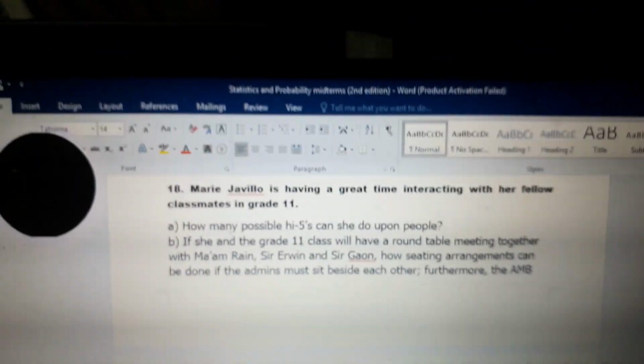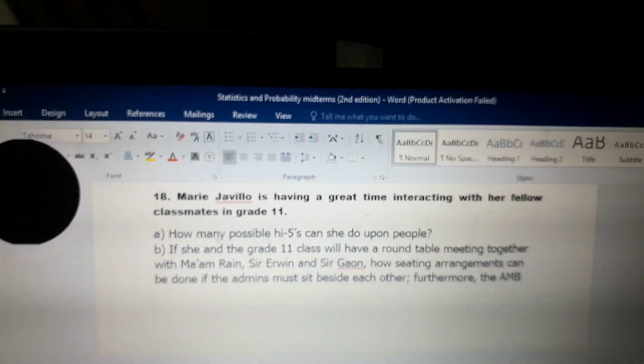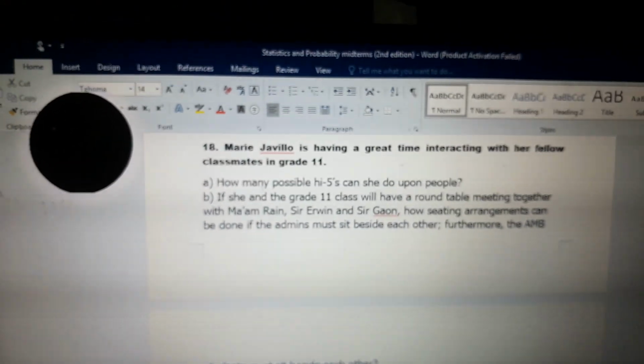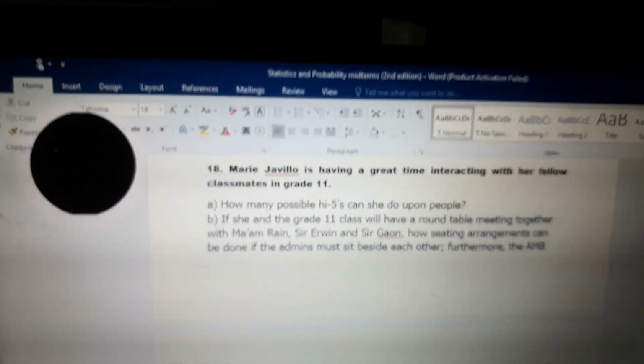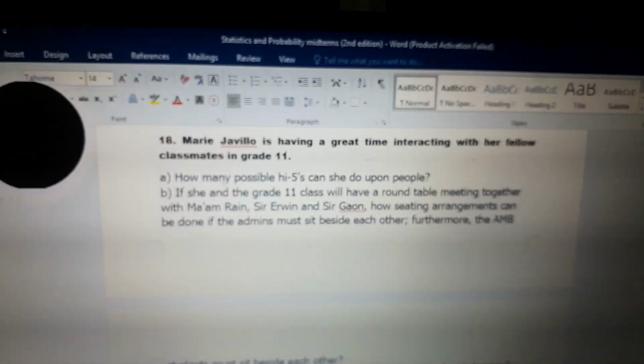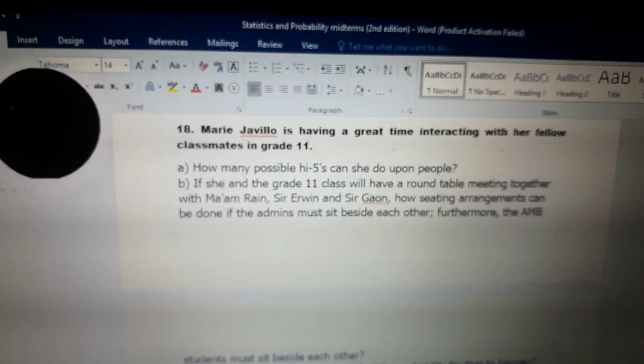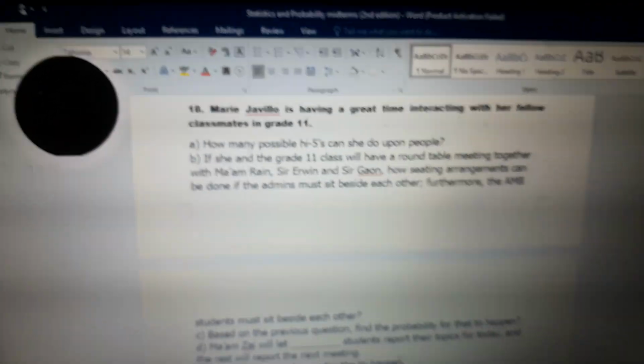Okay. So in number 8, remember what I said here, where did we stop? Remember, here in item number 2: if she and the grade 11 class will have a roundtable meeting together with Ma'am Rain, Sir Erwin, and Sir Gaon, how many seating arrangements can this be? Okay, let's start from the beginning.